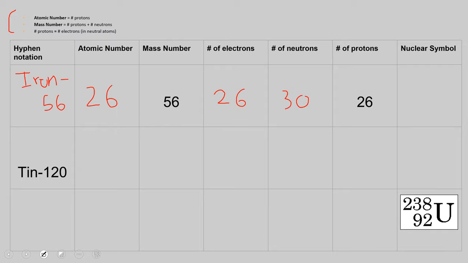So that's good. Now, nuclear symbol, we've got a reference right here down below. So let's use that as our reference. That top number is the mass number. So I'm going to put 56 here. That bottom number is the atomic number, which is 26. And then we just put the element symbol, which is iron, Fe. You use your periodic table for that.